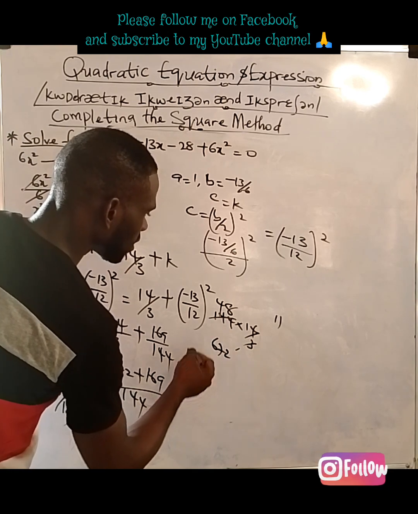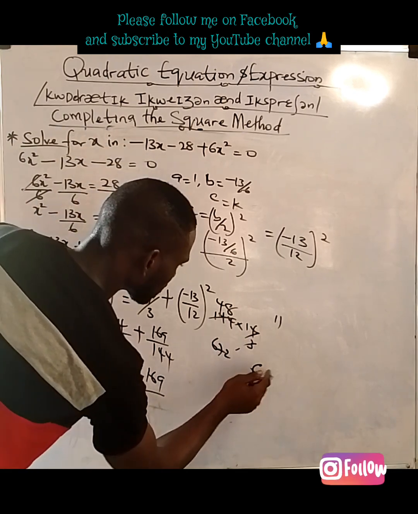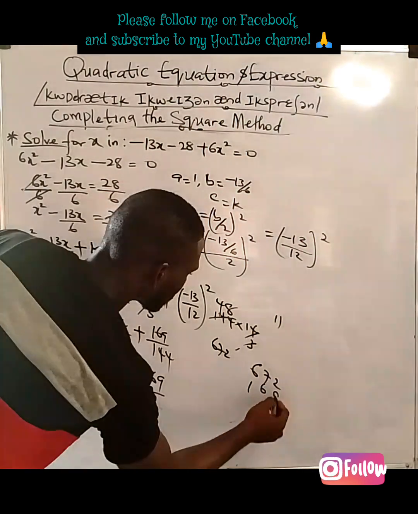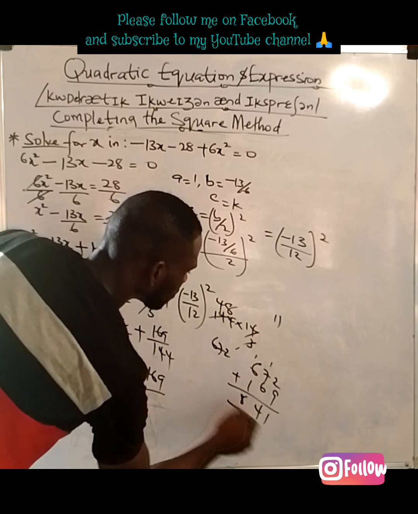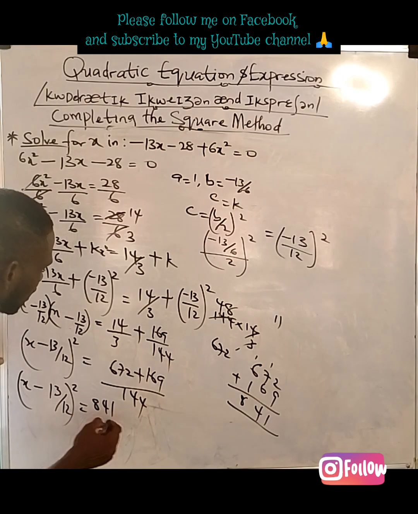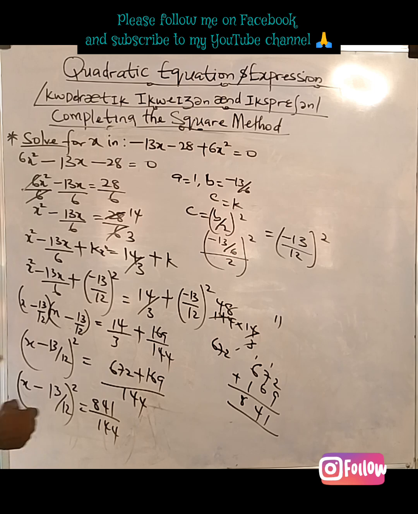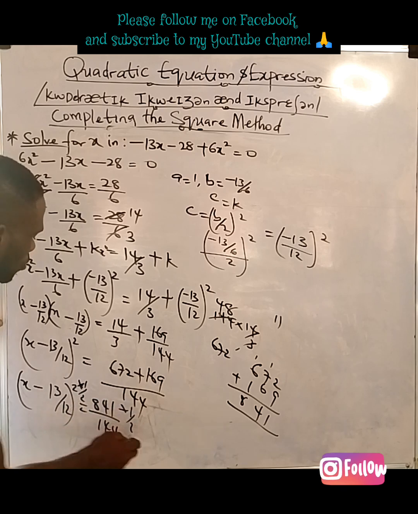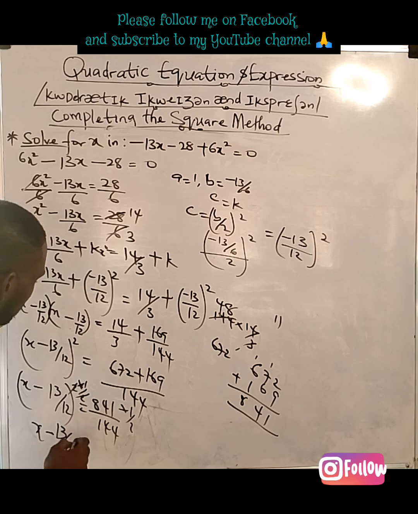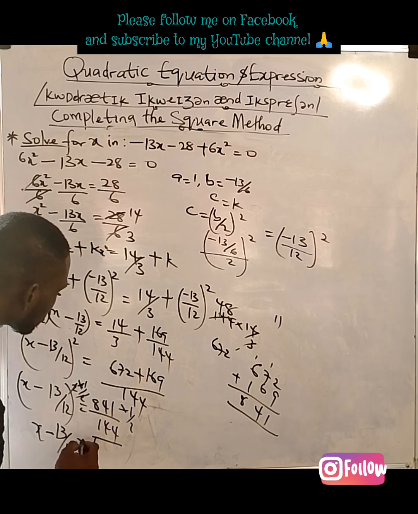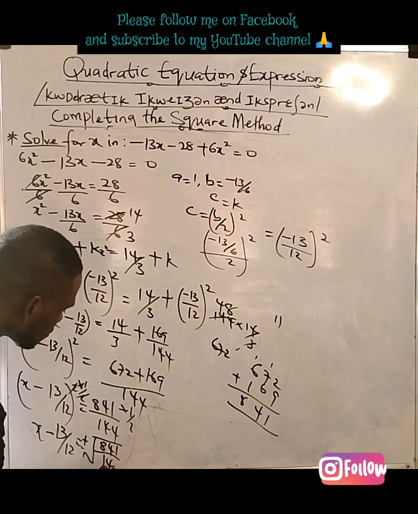Let's do the math quickly. That gives 841 over 144. So what do we do next? The next thing we do is look for a way to get rid of this square, the power here. We're going to use our multiplicative inverse, 1 over 2. So we have x minus 13 over 12 equals the square root of 841 over 144. Don't forget, anytime you have an even root, plus or minus has to be attached.